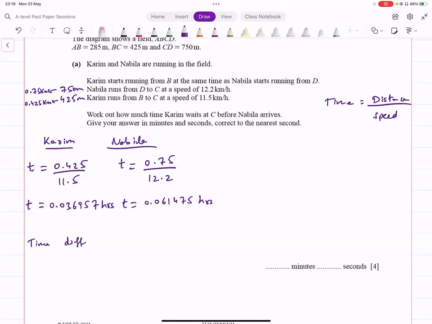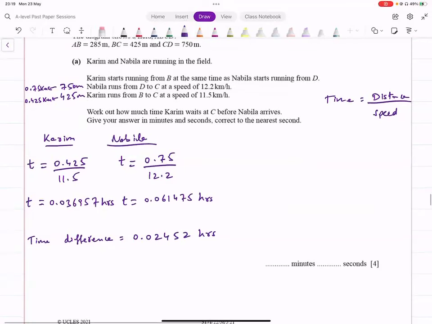Time difference in hours, दोनों को subtract कर लें. So नबीला को टाइम ज्यादा लगा, so इसमें से आप सब्ट्रैक्ट कर लें पहले वाला नंबर. देखें आपके पास क्या आ जाता है. Just subtracting that directly on the calculator. Minus 0.03697. So I'm getting 0.02452 hours. ये मेरे पास टाइम आ गया in hours.